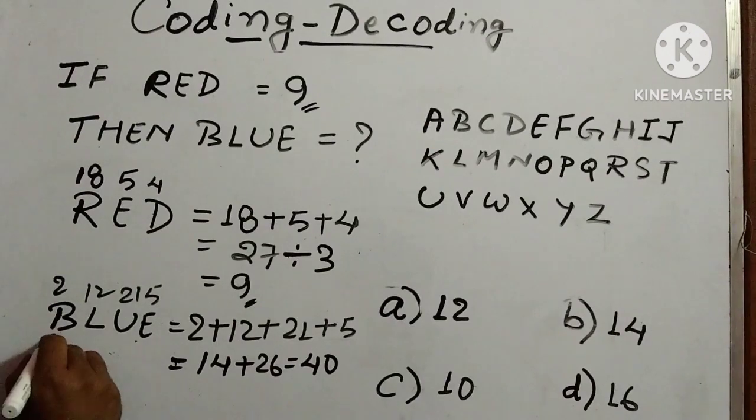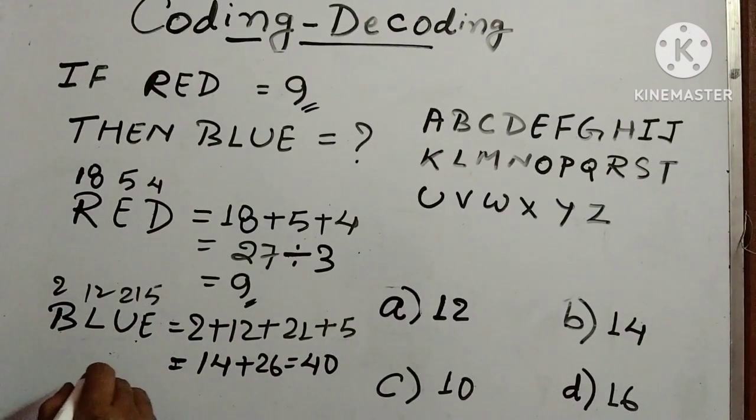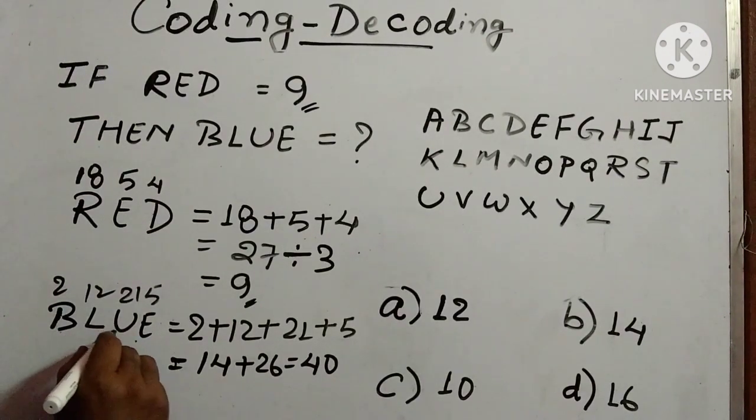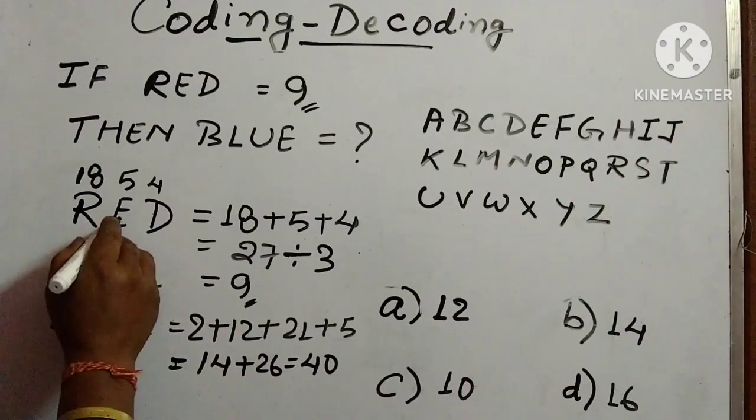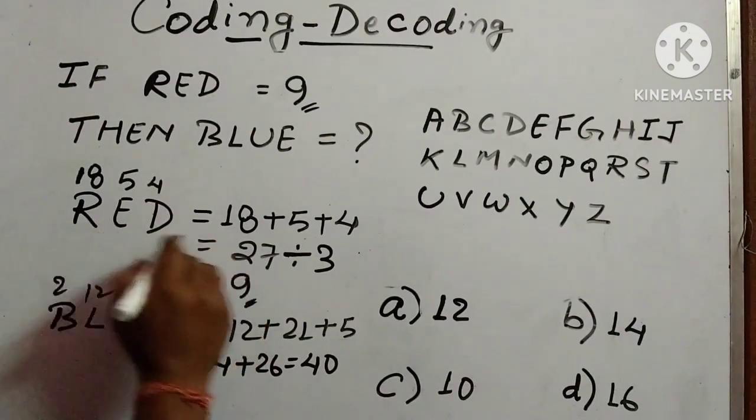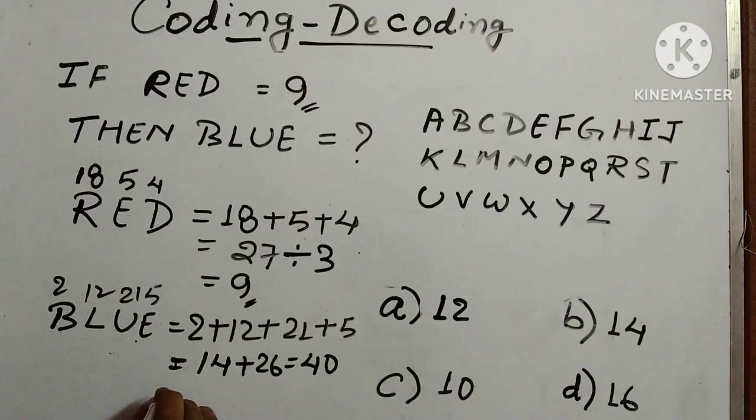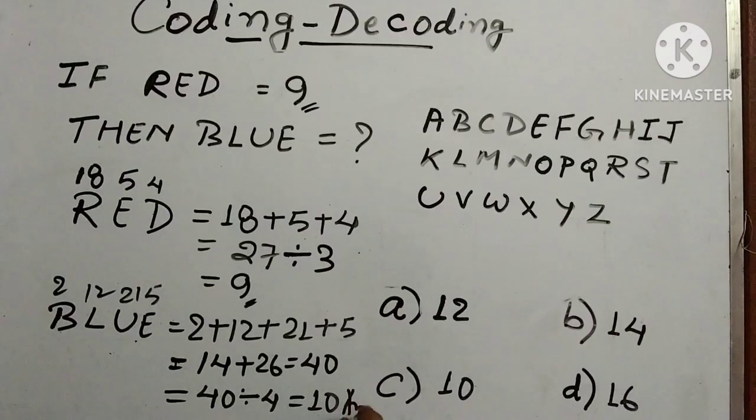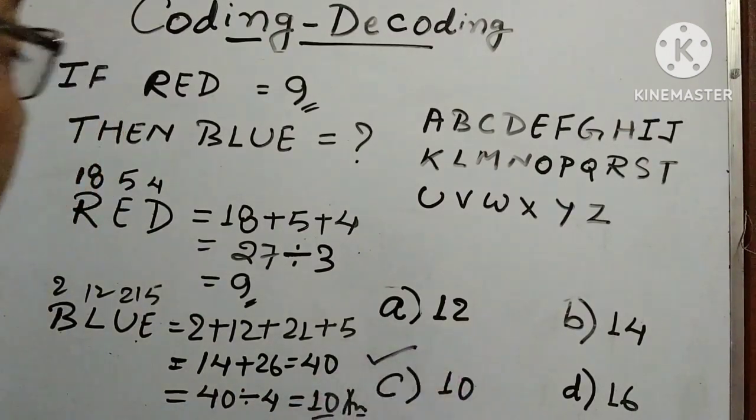Now, how many alphabets are there? 4. So, you have to divide by the number of alphabets as we have done over here, divided by 3. So, here we have to divide by 4. So, 40 divided by 4 is 10. So, 10 is the answer. So, blue is coded as 10. So, option C is the answer.